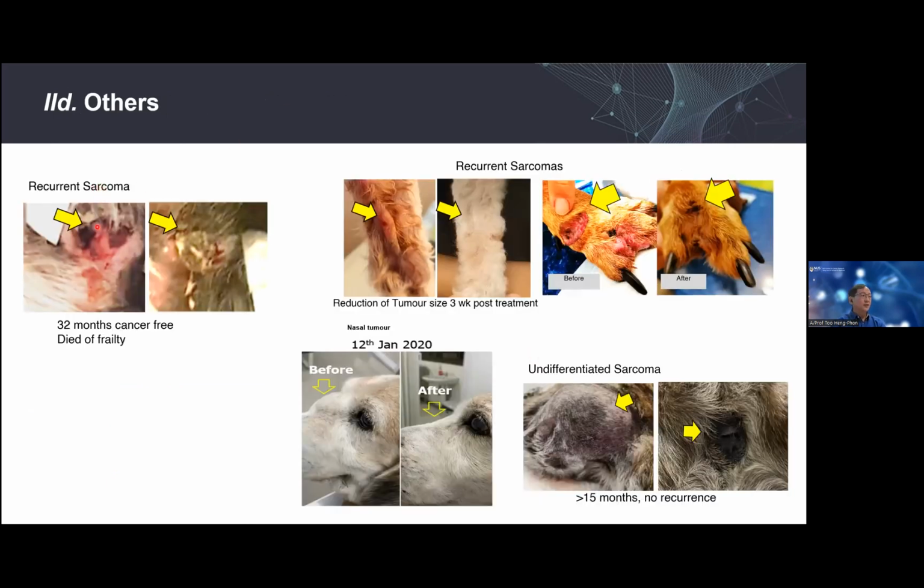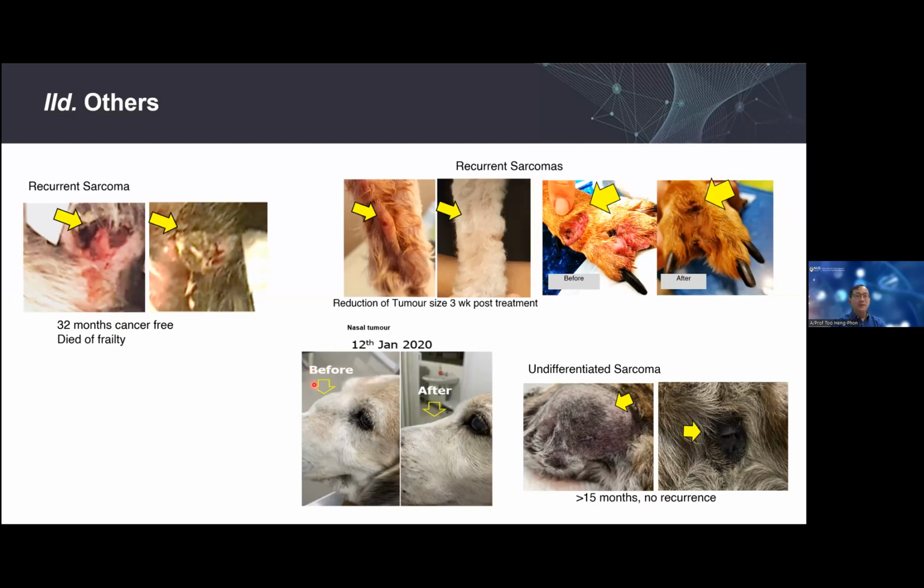Like here, we have a recurring sarcoma. This was one of the first cases we treated in 2018. What you see here is a big gaping hole, simply because they keep excavating the tumor and it keeps recurring. After the treatment, you can see the wound heal, and then it lived for more than 32 months, and it died of old age, frailty. Here's another one. You can see they keep cutting to the bone, and the tumor keeps recurring. After treatment, you can see it's gone. Here is another one, and then you can see the fur recurs.